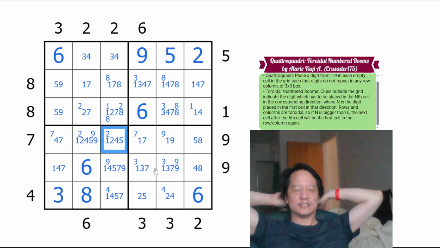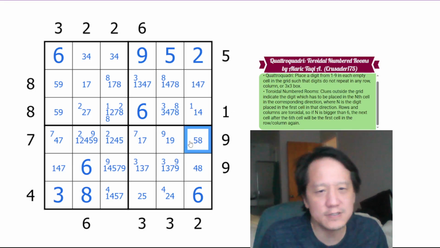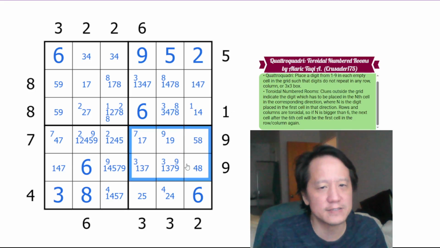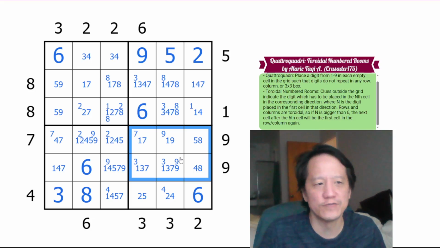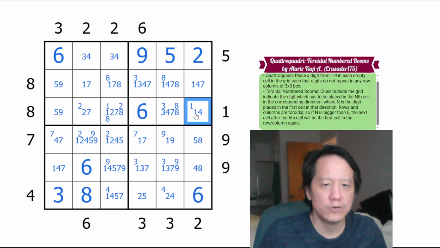I don't know if I would consider this easy. I think this is trending toward challenging for me. Because a lot of this logic is not simple or straightforward, essentially. 1 could be here if this is 4. 5, 9.